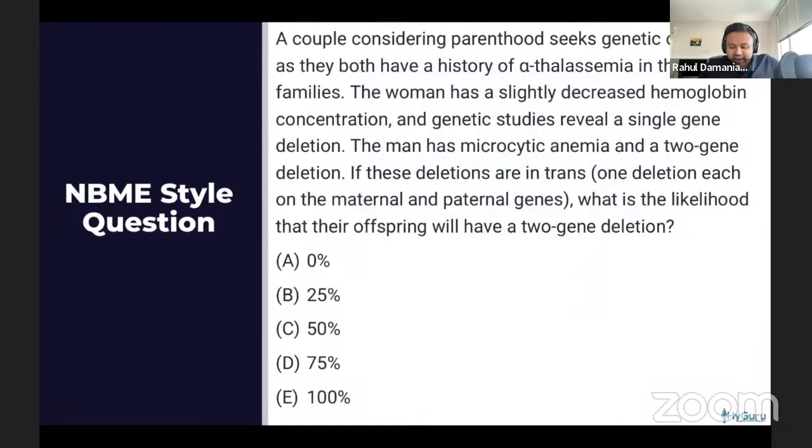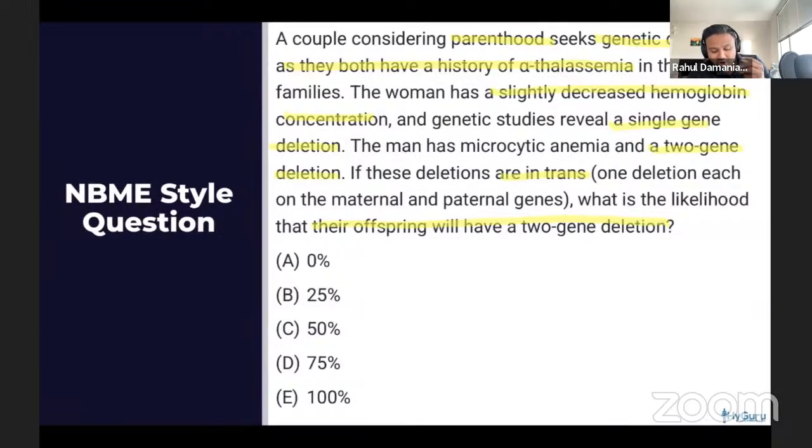All right, let's go ahead and go through this question. If these deletions are in trans, what is the likelihood that their offspring will have a 2-gene deletion? A couple considering parenthood seeks genetic counseling as they both have a history of alpha thalassemia in their families. The woman has a slightly decreased hemoglobin concentration, and genetic studies reveal a single gene deletion. The man has a microcytic anemia and a 2-gene deletion.